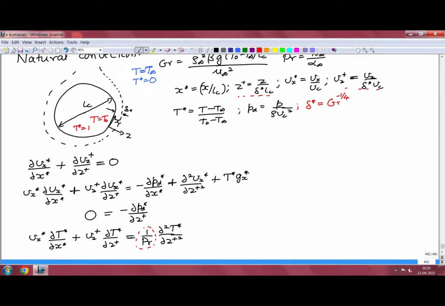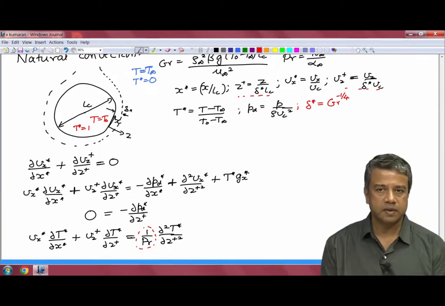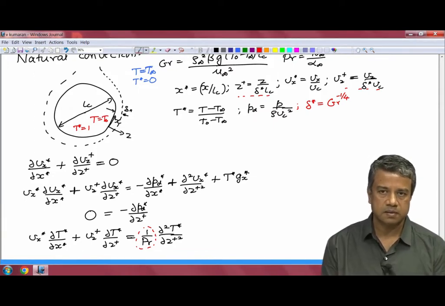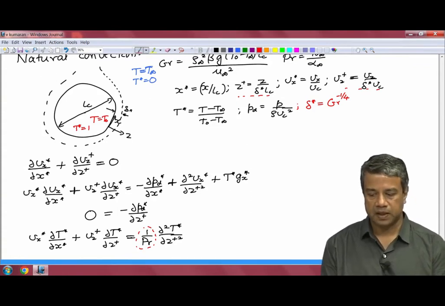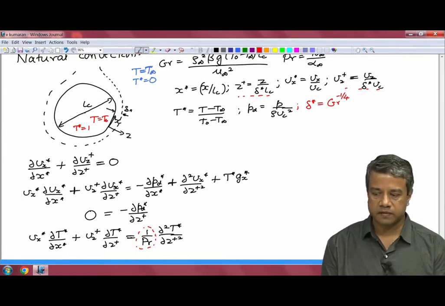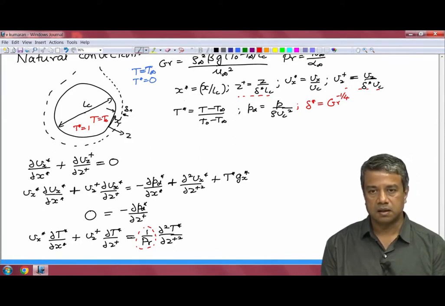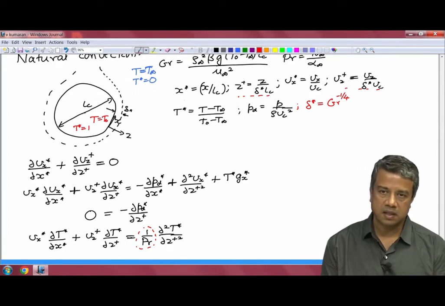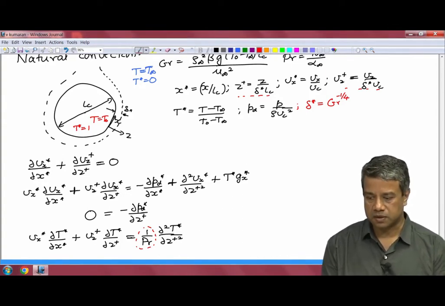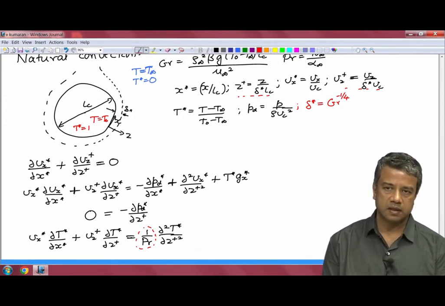Once we scale the variables this way, the mass conservation equation is just partial Vx by partial x plus partial Vz by partial z equal to 0. It contains no parameters. In the streamwise momentum conservation equation, because delta star square times Grashof to the half is 1, the Grashof number no longer appears, and streamwise diffusion has been neglected in comparison to cross stream diffusion. In the cross stream momentum equation, the pressure gradient is 0.